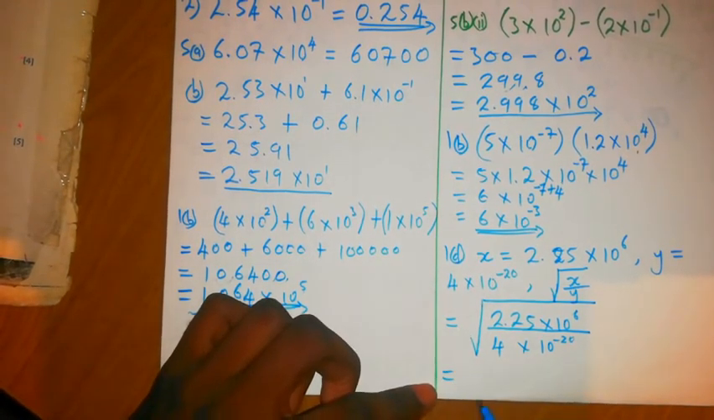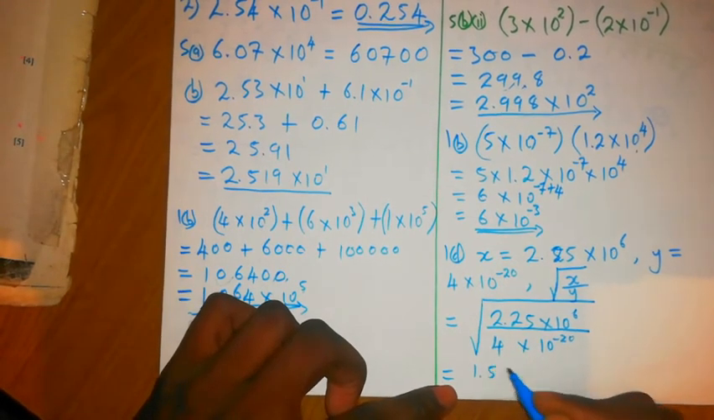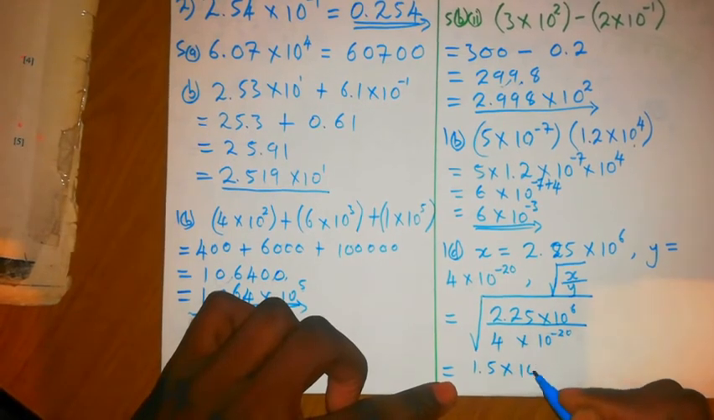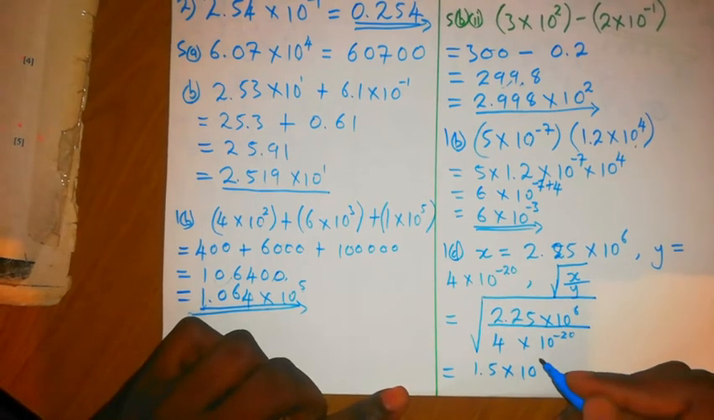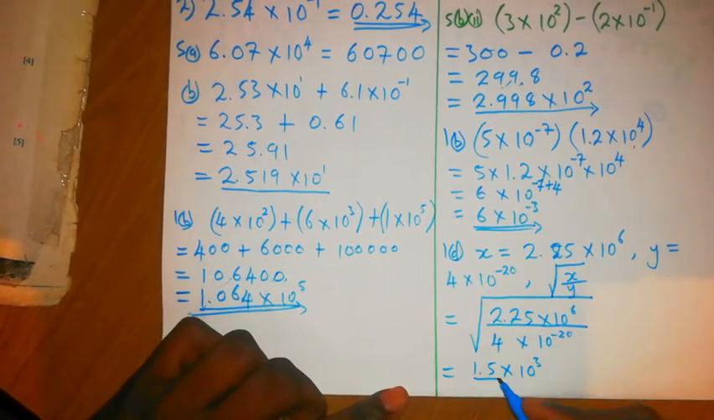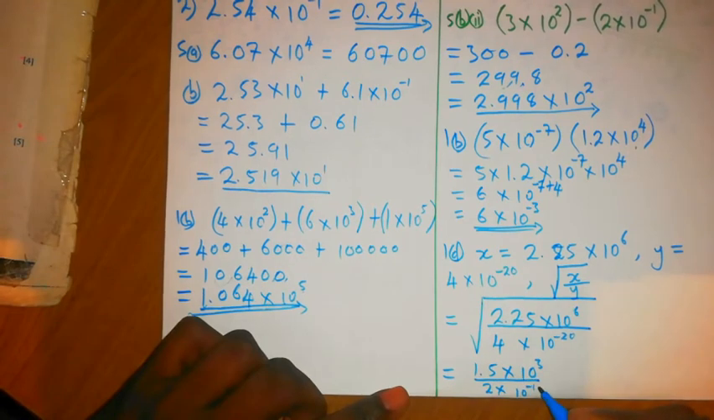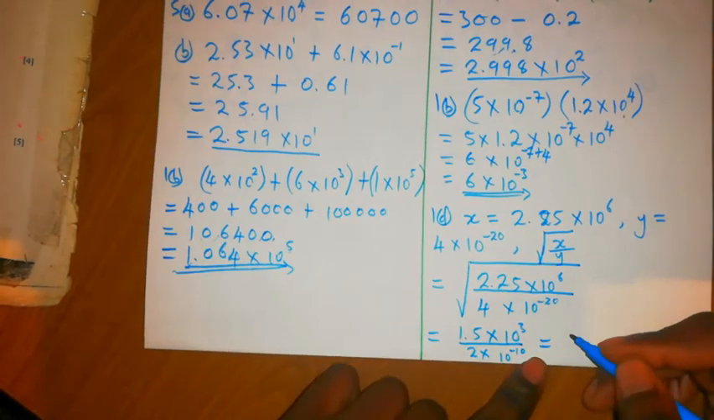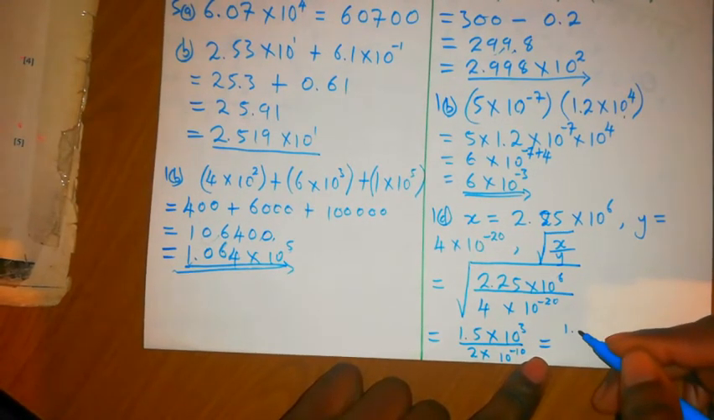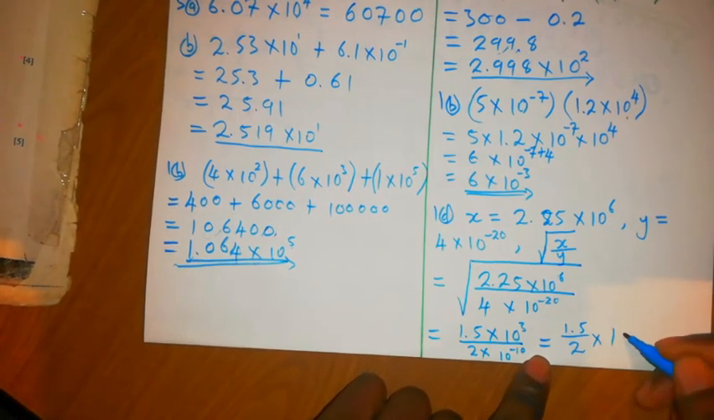So it's equal to, we first determine the square root. In this case it's 1.5 times 10 to the power, then we divide this index by 2, so it's 3 there. It's now all over the square root of 4, that's 2 times 10 to the power, we divide by 2, so it's negative 10. Then as I continue, it's going to be equal to 1.5 over 2 times a single 10 there.